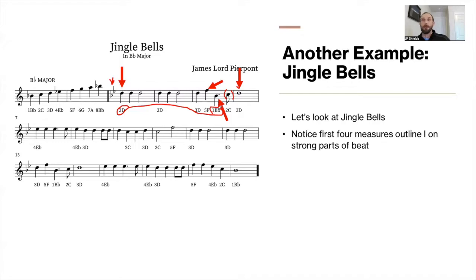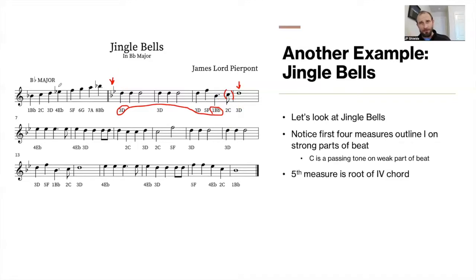Okay, here I am with arrows, just to kind of outline. You have 3, 5, 3, and 1. And as I said, the C is the passing tone on the weak part of the beat. Meanwhile, at the 5th measure, we have the root of the 4 chord. The 4th scale degree is E flat. The 4th chord in a major key is E flat. So here we have 4 being outlined.